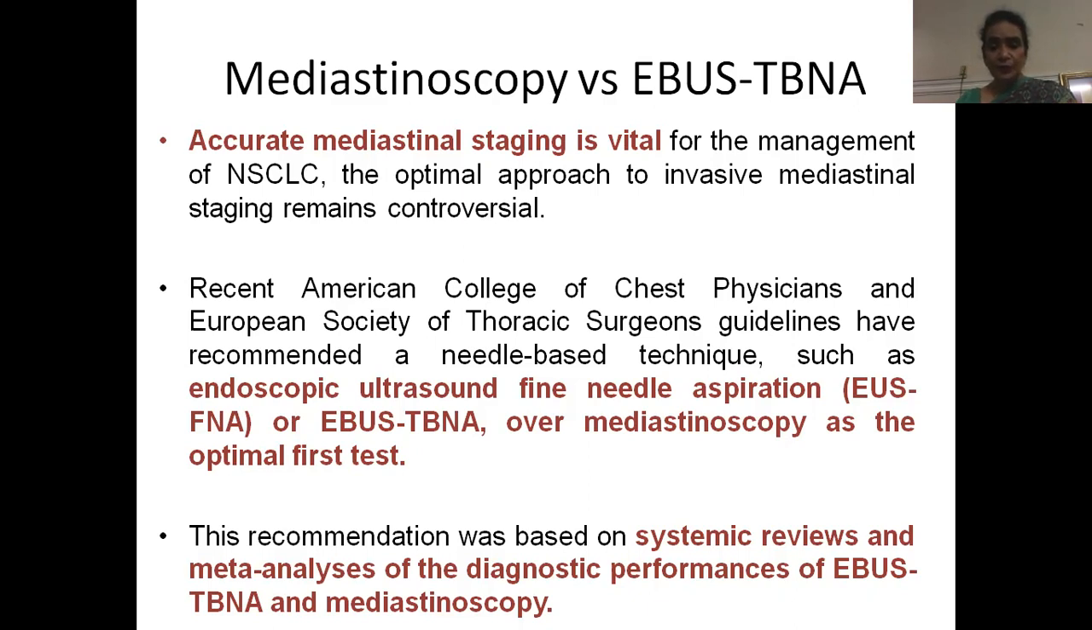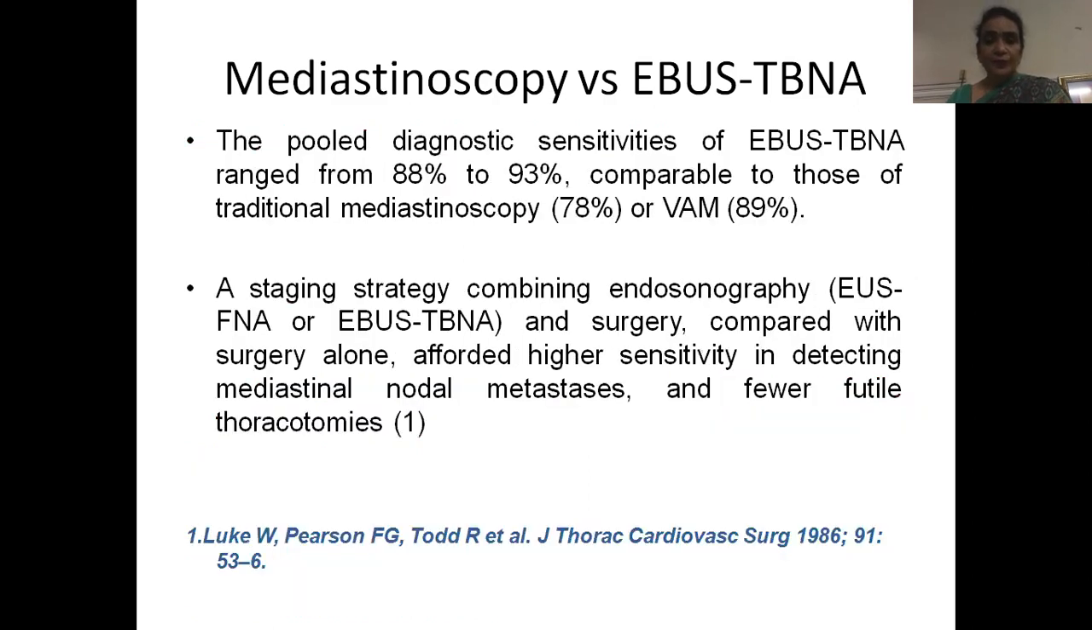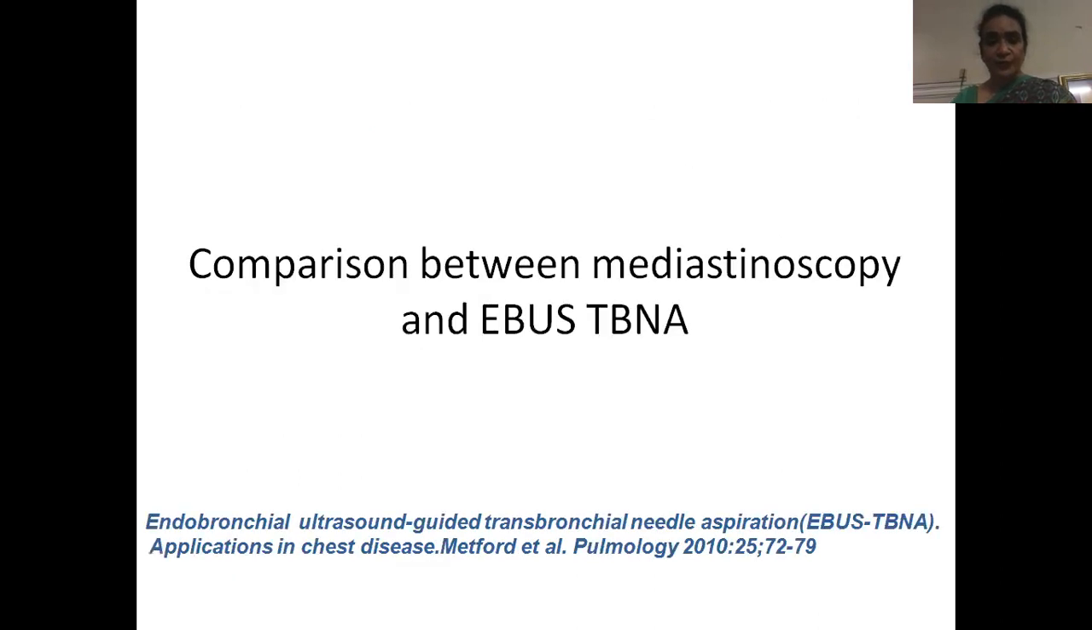This recommendation was based on the systematic review and meta-analysis of the diagnostic performance of EBUS TBNA and mediastinoscopy. The pooled diagnostic sensitivity of EBUS TBNA ranged from 88 to 93%, and that of traditional mediastinoscopy was 78%, whereas that of video-assisted mediastinoscopy was 89%, almost matching EBUS TBNA. A staging strategy combining endosonography and EBUS with TBNA and surgery, compared with surgery alone, affords higher sensitivity in detecting mediastinal nodal metastasis, and hence there were fewer futile thoracotomies.